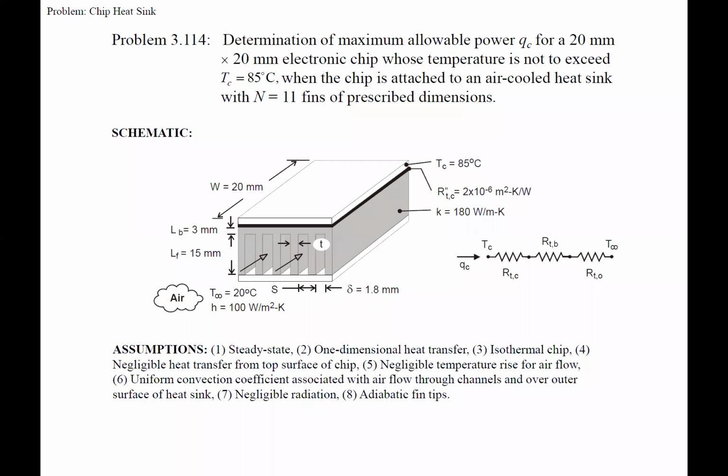Part A is consider limitations for which the array has n equals 11 fins, in which case values of the fin thickness, lowercase t, of 0.182 millimeters, and the pitch, capital S, of 1.982 millimeters, are obtained from the requirement that W is equal to (n minus 1) times S plus t, and S minus t is 1.8 millimeters. The maximum allowable chip temperature is T_C equal to 85 degrees Celsius. What is the corresponding value of the chip power, q_C?